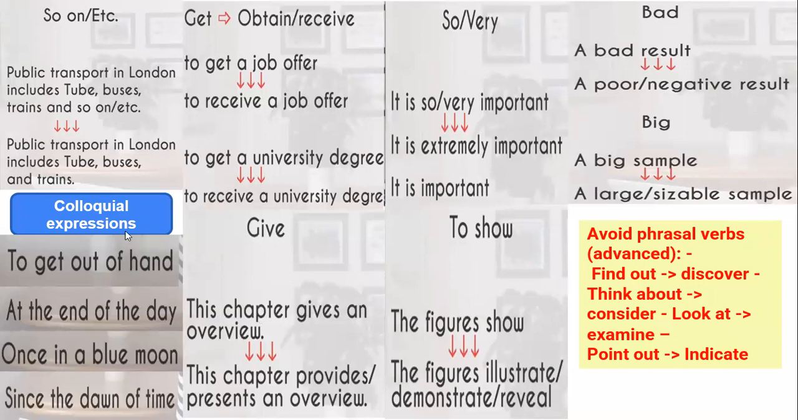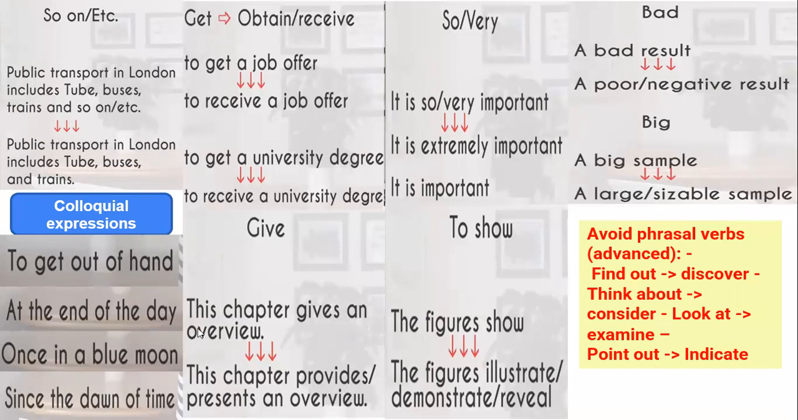Then colloquial expressions: "to get out of hand", "at the end of the day", "once in a blue moon", "since the dawn of time". So here, "get" means opt-in or receive. Instead of writing "get", you can write "receive". To get a job offer, no. Write "to receive a job offer". To get a university degree, no. To receive a university degree.